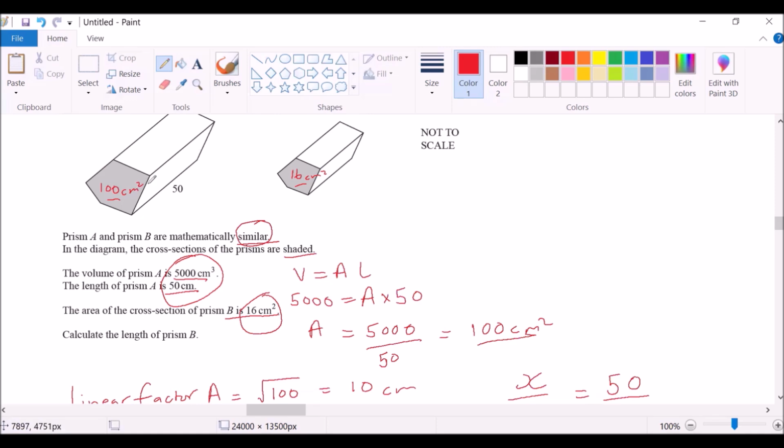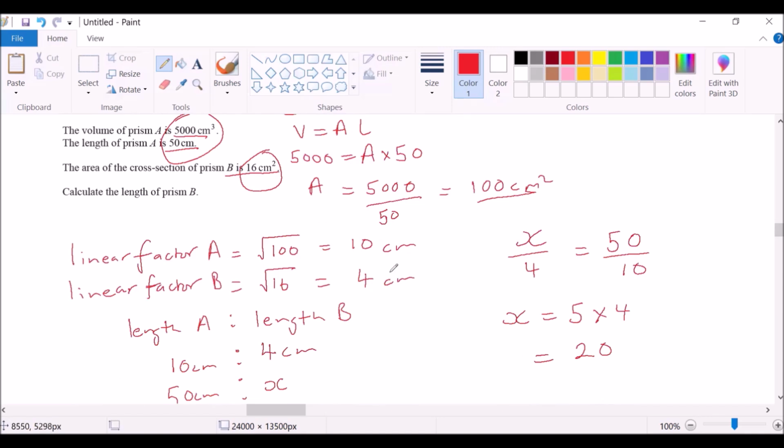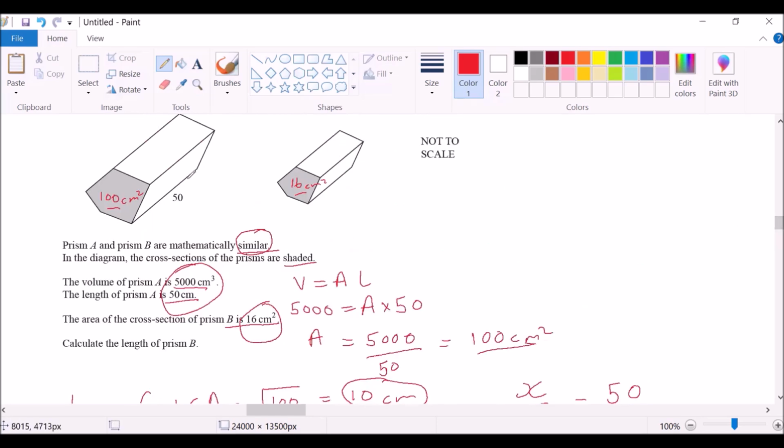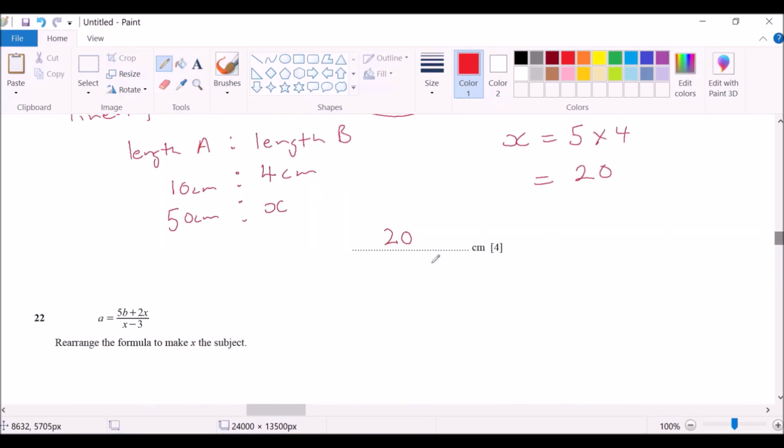To reduce from square centimeters to centimeters, we square root so that we have root of 100, which is 10, and root of 16, which is 4. Now this means a length of 4 centimeters on B is corresponding to a length of 10 centimeters on A. Now we are given 50 centimeters there. We have to find the corresponding length on B, which comes up to 20.